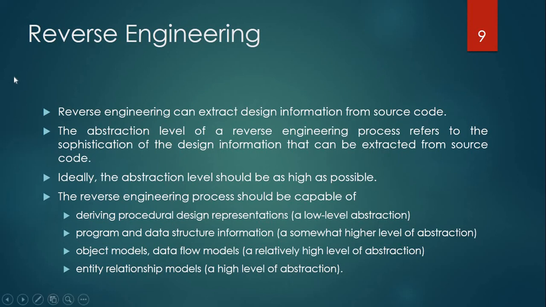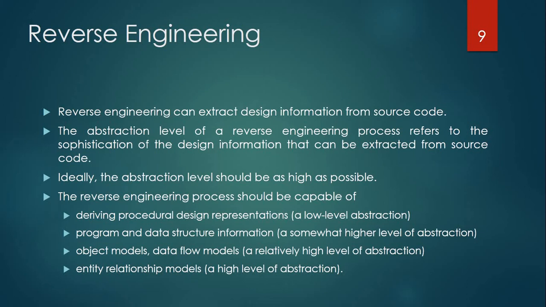First of all, we will discuss reverse engineering. Reverse engineering can extract design information from the source code. Programmers will have the source code available. From that, they will extract the design information. The abstraction level of a reverse engineering process refers to the sophistication of the design information that can be extracted from the source code. So all the things will be extracted from the source code only.